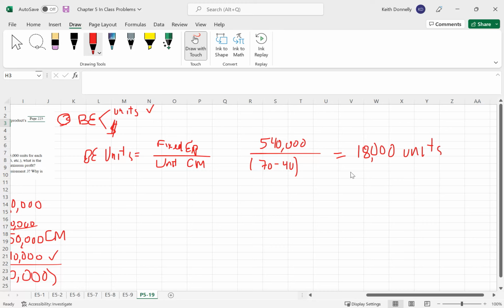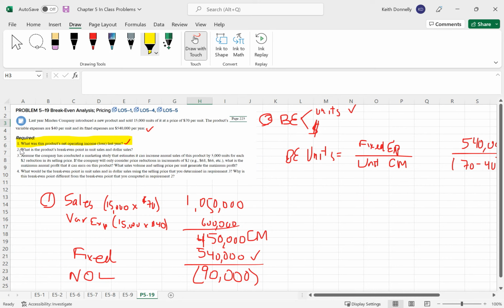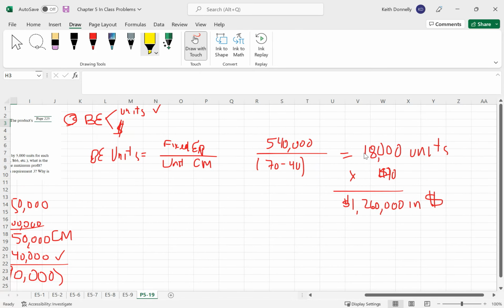Okay, so that's in units, but they want it in sales dollars as well, right? So if we sell each one for $70, 18,000 times 70, that's going to be in dollars 260,000 in dollars, right? So we just did 2. They figured out what is the break even in sales. So we have it in units, and then we have it in dollars.